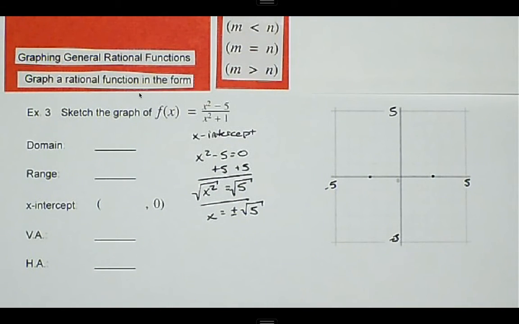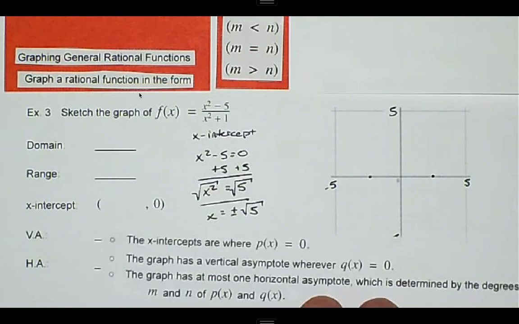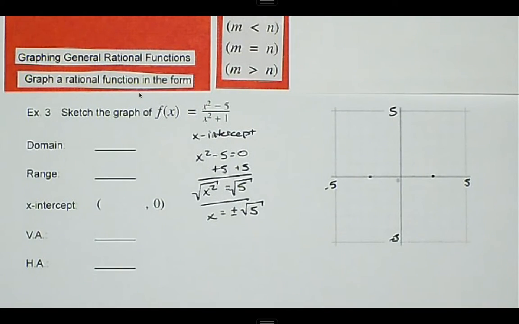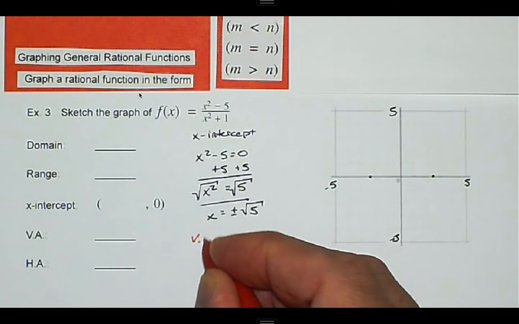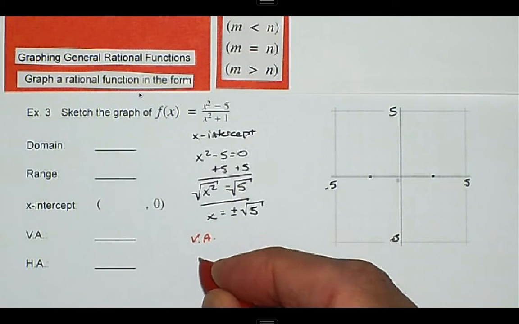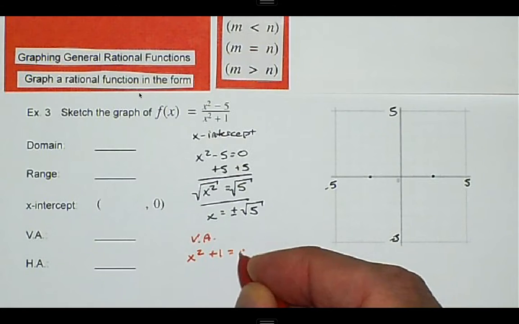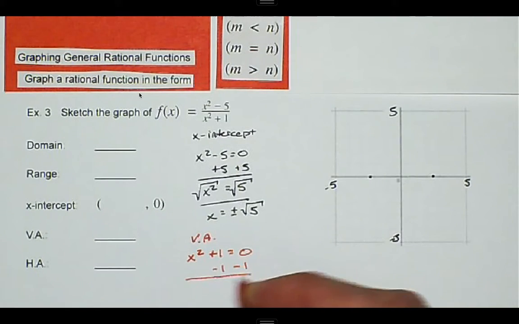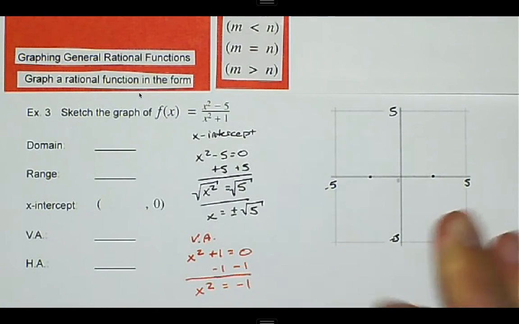The next thing that we want to do is take a look at our vertical asymptote. And we do that by taking our denominator and setting that equal to 0 and seeing what we get. So the vertical asymptote in this case is x squared plus 1. We're going to set that equal to 0. So we can subtract 1. And we get x squared is equal to negative 1.